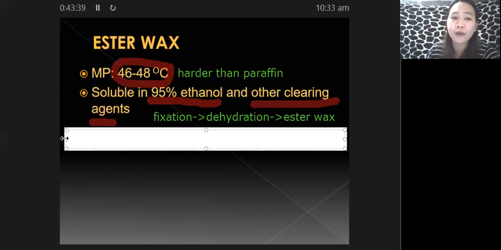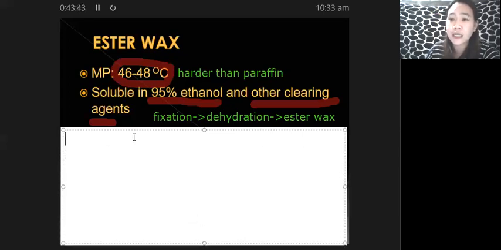Our concern is really just the compatibility of your tissue sample to the next reagent that you are going to use. So after dehydration, is your tissue sample compatible with your ester wax? Yes. So you don't have to perform clearing. You can already start with your ester wax, and you can already move on to your infiltration.